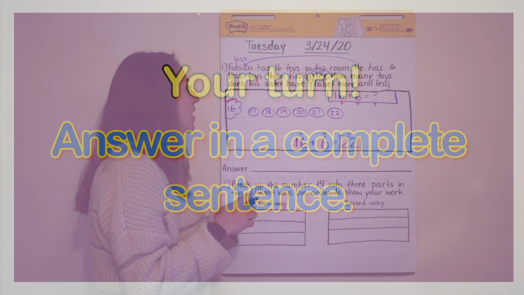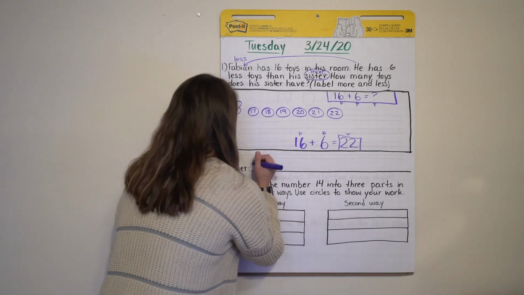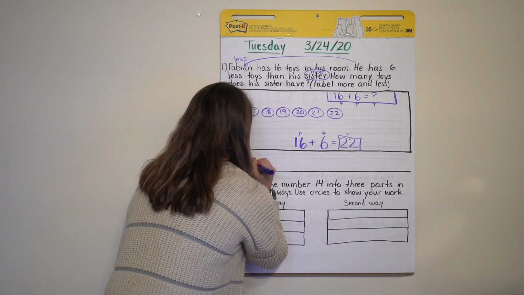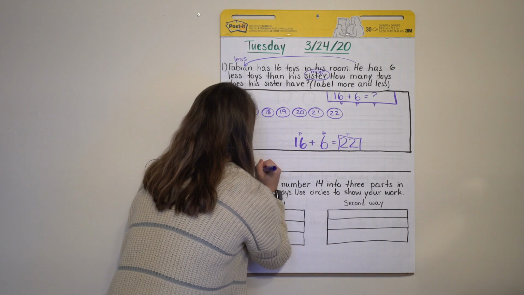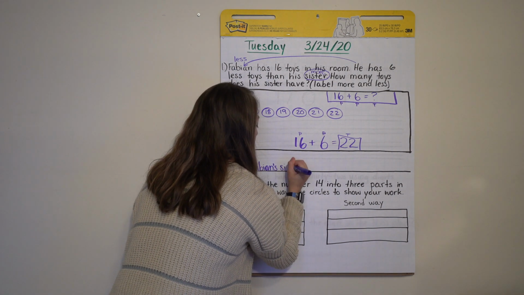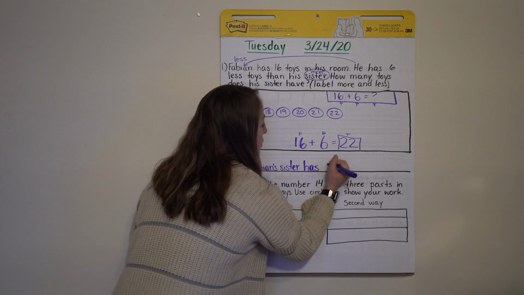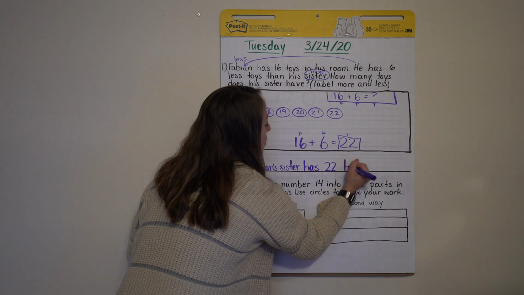Okay, I'm going to get started. So, how many toys does his sister have? Fabian's sister has 22 toys.